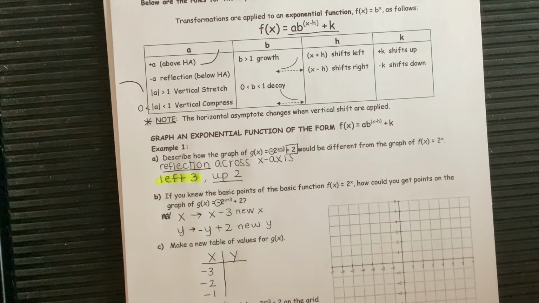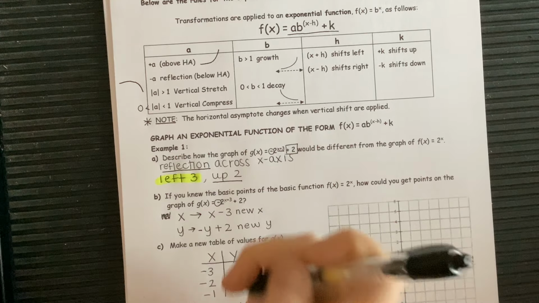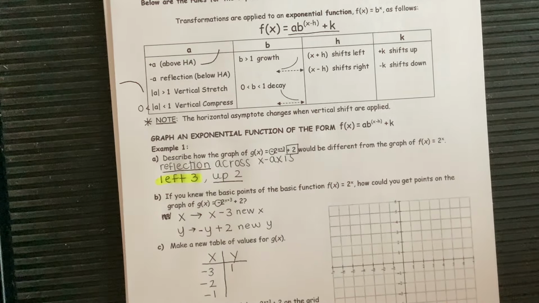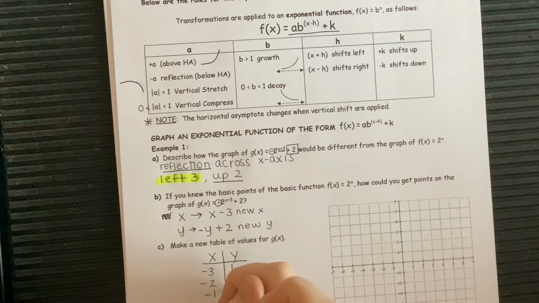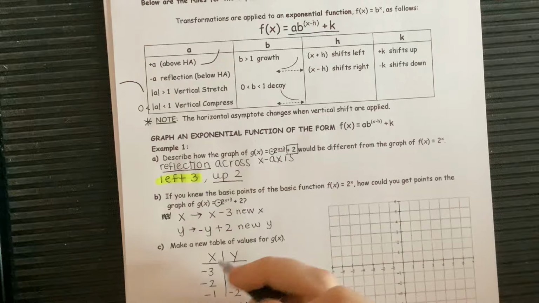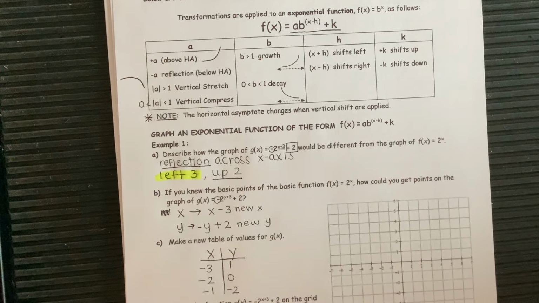So if we plug in -3, -3 plus 3 is going to give us 0. Anything raised to the 0 power is 1. So then you have -1 plus 2 is going to give us a +1. And then you would just continue to plug in. You'd get a 0, you would get a -2. That's just taking these x values again, plugging them into that equation.